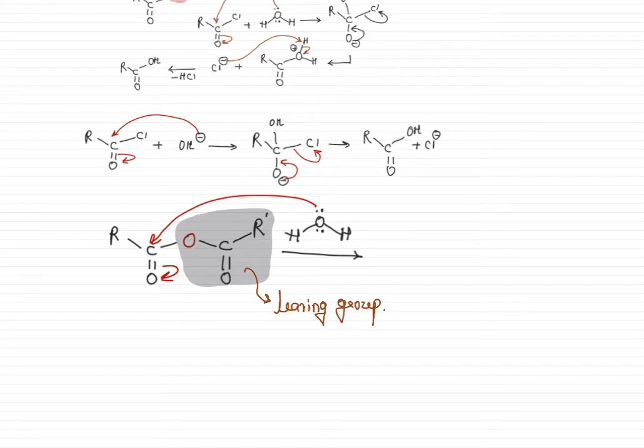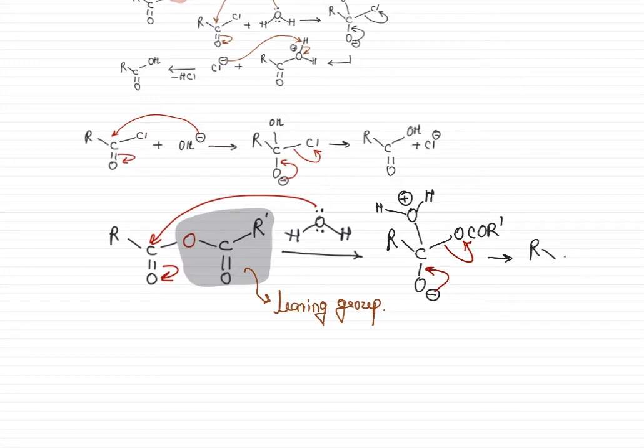And therefore now we put it like this: RCO minus, you have OCOR dash, I'm putting all the leaving group together, and you have OH2 plus. Now this is going to come back, the leaving group leaves, and you can see that it goes like this: RC double bond O, and then you have this OHH plus.